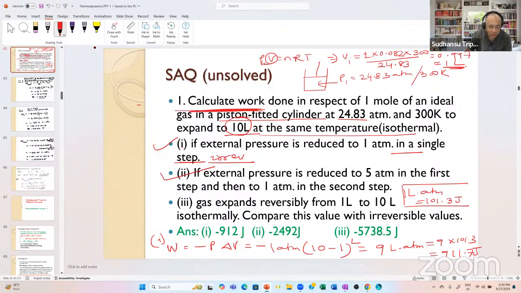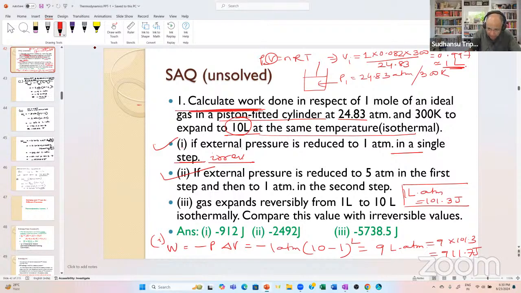Now look at point 2. If the external pressure is reduced to 5 atmosphere in the first step and then to 1 atmosphere in the second step, that means a single step is now split into 2 steps, and by that you have to find the areas of the rectangle 2 times. I mean P delta V you have to find 2 times and then add to find the total work done.